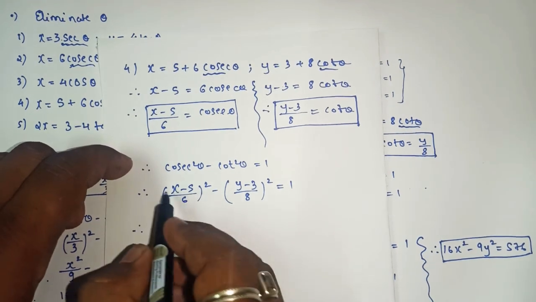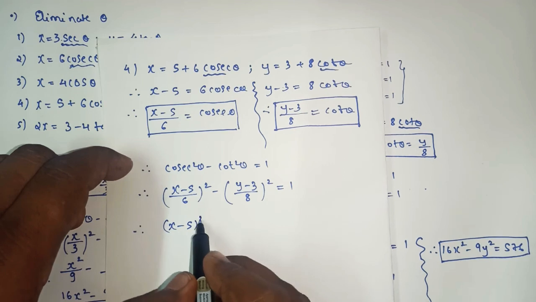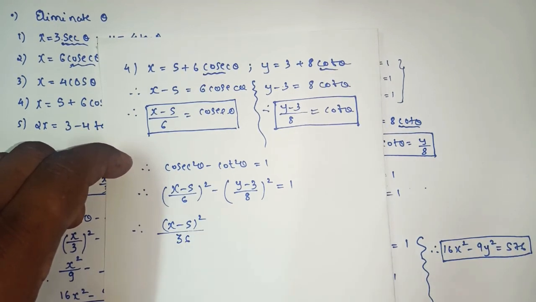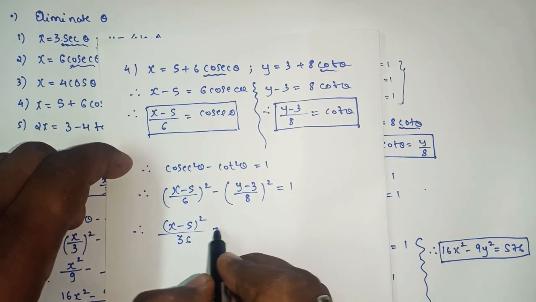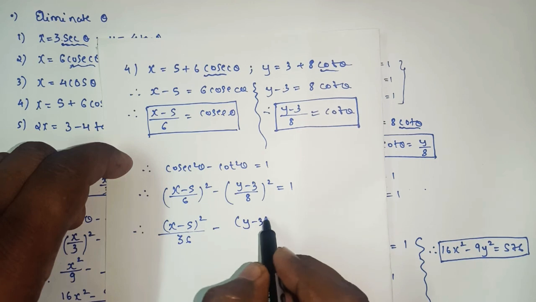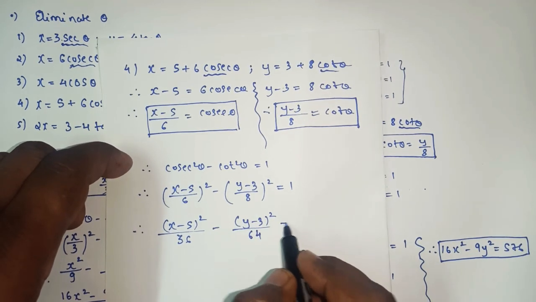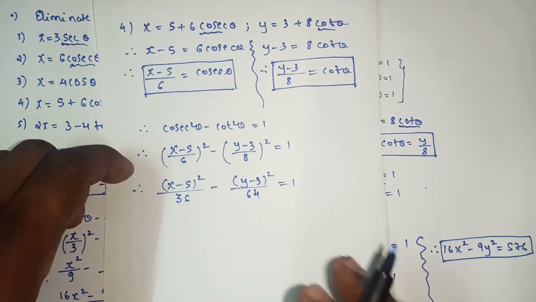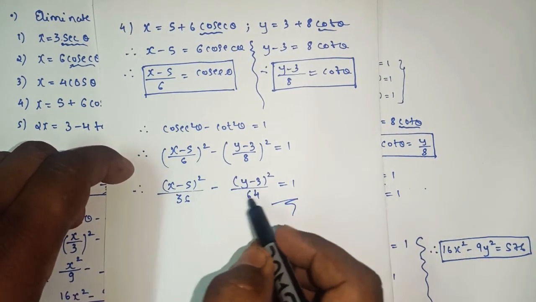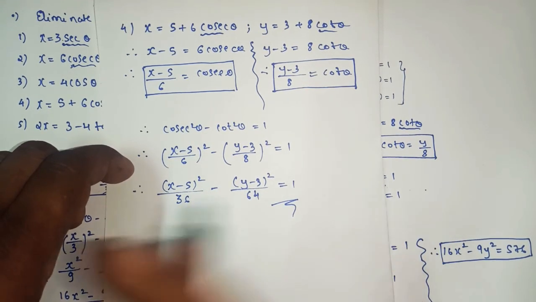So in the next step this can be written as what? X minus 5 the whole square upon 6 square, we can write as what? 36, minus, here this step we can write as what? Y minus 3 the whole square upon 8 square, we can write as what? 64 equals 1. So if you want you can stop your answer here itself, or else we can add one more step, do the cross multiply, or else make the denominator same.